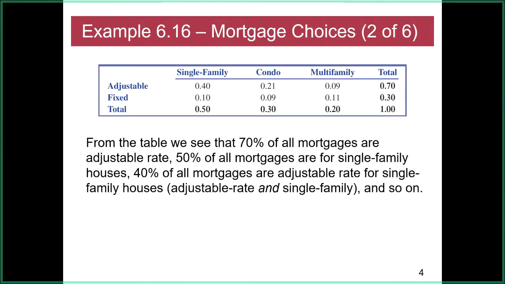So here we have a joint probability table, sometimes called a contingency table, where we basically show two variables. On top here we have single family, condo, and multifamily homes, different types of homes. And the type of mortgage, whether it's an adjustable mortgage or a fixed mortgage that we're looking at. And you'll see here, this is the total. 50% of the families are from single family homes.